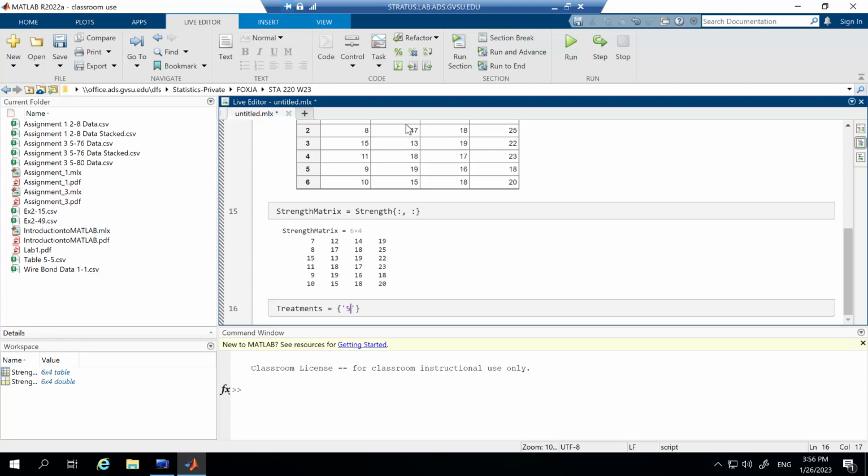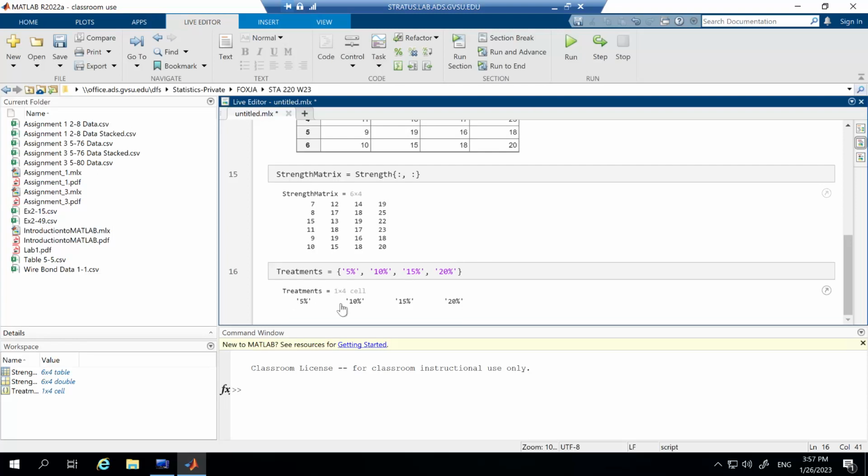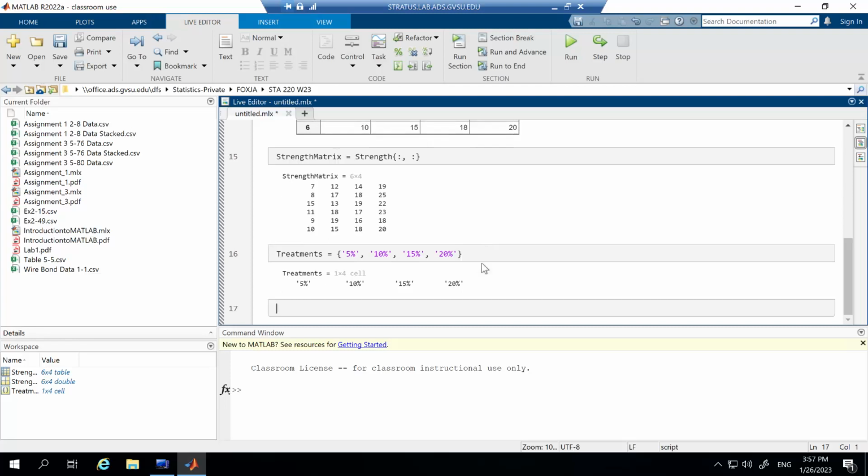So we had 5%, and I'm encasing those in apostrophes. And then we have 10%, and once I have the percentages typed in, I can go ahead and run that, and that generates a character output right there. It shows us what those values are. It's a 1x4, and those are cells right there. So now we're ready to run the one-way ANOVA.